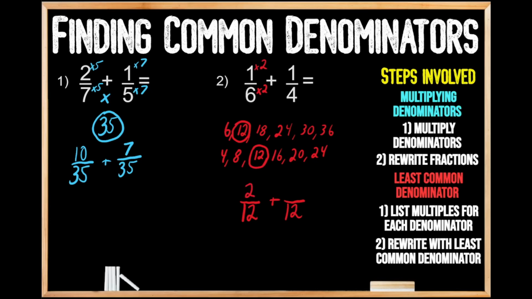Now we're going to do the same thing for our second fraction. We needed to multiply 4 times 3 in order to get 12. So we're going to do the same thing to our numerator up top. And 1 times 3 gives us 3 for 3/12. So hopefully by now you understand the steps involved in finding common denominators by multiplying denominators and finding the least common denominator.